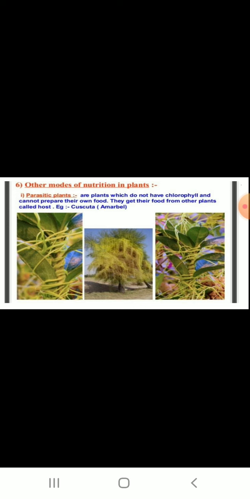That is how the parasitic mode of nutrition works. Then insectivorous plants. So in the picture you can see very beautiful insectivorous plants, which feed on insects. Example, pitcher plant. You can see the pitcher plant very clearly. The leaf of the pitcher plant is modified into a pitcher. The end of the pitcher has a lid. You can see the lid in the picture. In the second diagram you can see it very clearly.